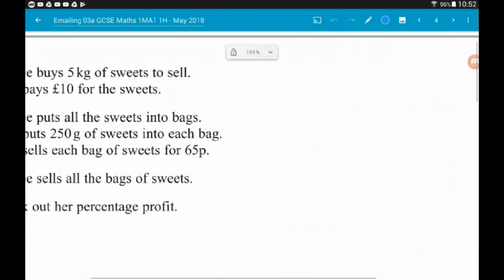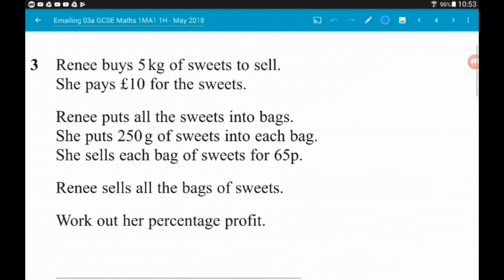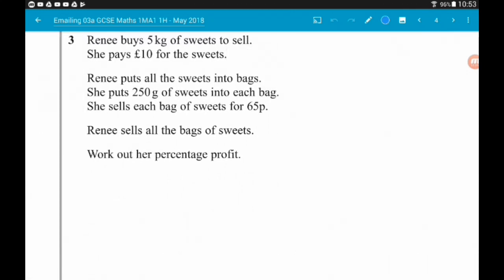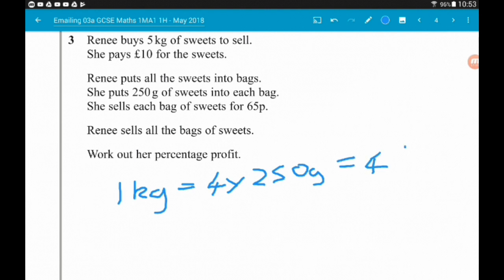She's got 5 kilograms of sweets. Every 1 kilogram is 4 times 250 grams, so every 1 kilogram is 4 bags. So 5 kilograms is going to be 20 bags.